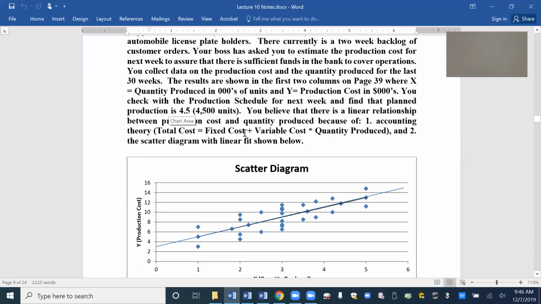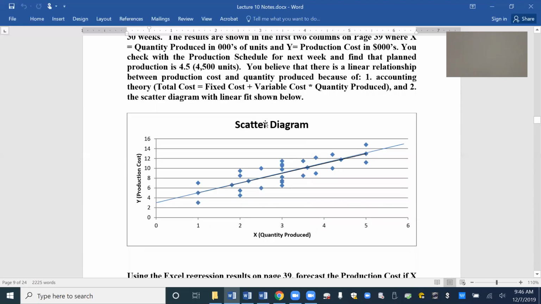So accounting theory says there should be a relationship between X and Y. That is a straight line. But then the clincher is this scatter diagram. I've plugged all those points in, and I've done what's called a scatter diagram. I've got my X and my Y plotted together here. And we see that it looks like a strong linear relationship. It's not perfect. There are points that are off the line, but it's a pretty tight fit all the way through.